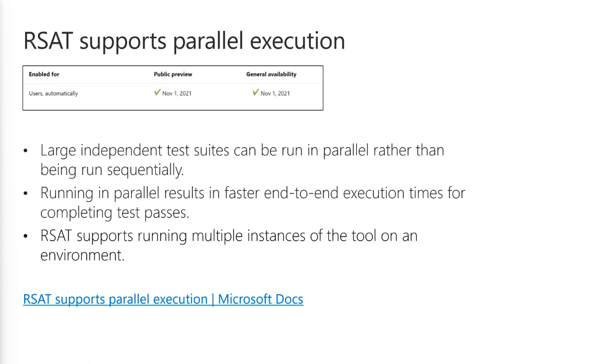This shared information can also be done across virtual environments. And if you are using DevOps pipelines, you can also utilize this. This will then allow customers to run large independent tests in parallel, which will result in faster end-to-end execution times for testing passes. So overall, great change that's coming, which will allow for, if you're using a large set of testing suites, to run these in parallel, which should speed up the process substantially. So if you're using RSAT, I'd definitely recommend you look into this and utilize this.